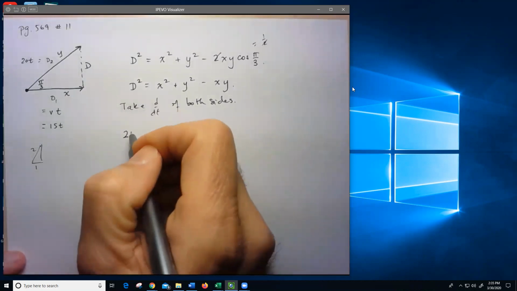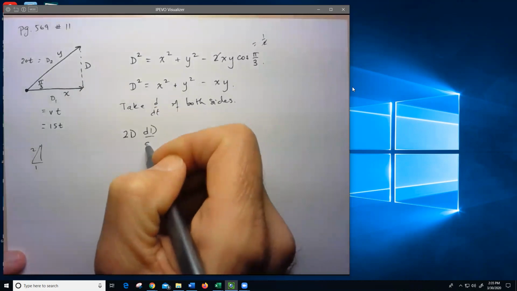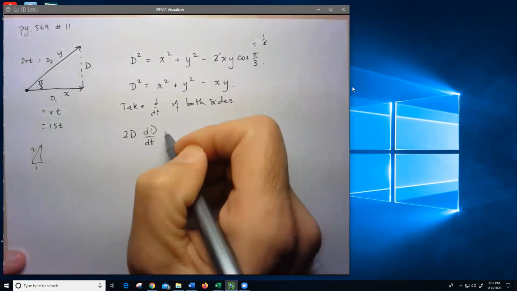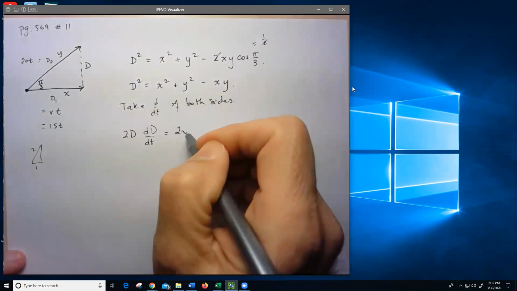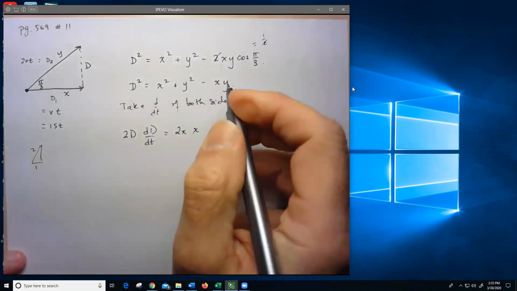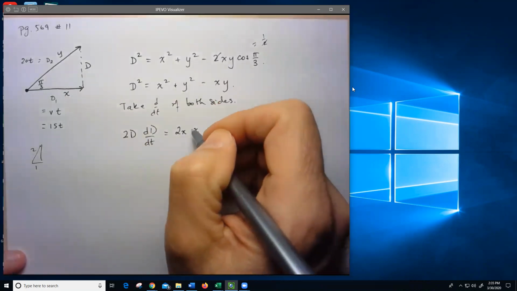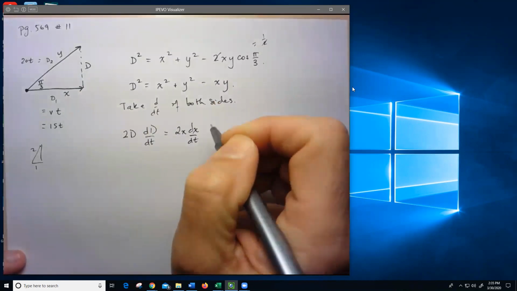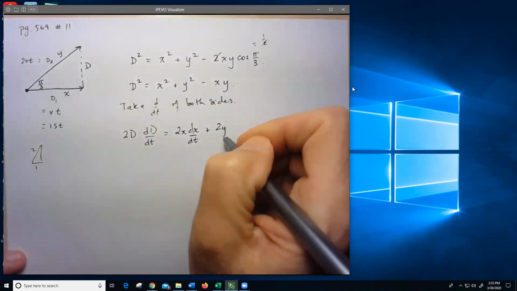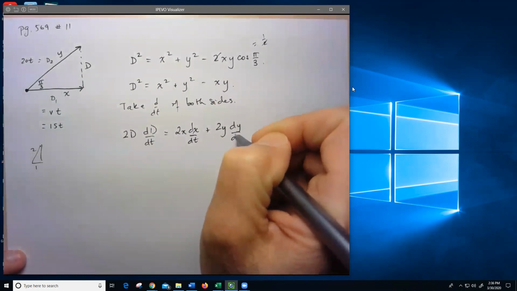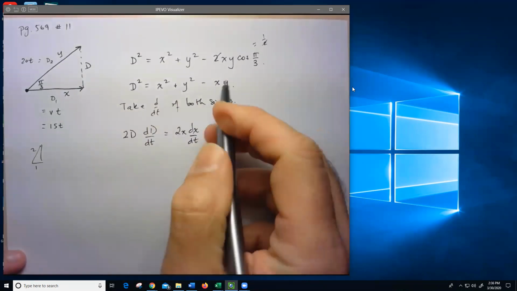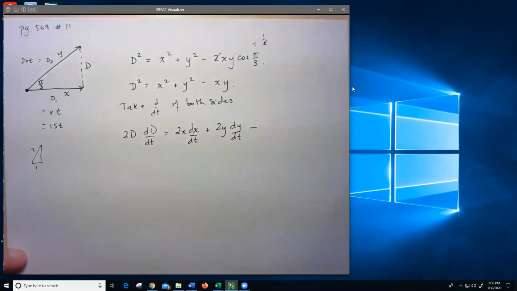So this is going to be 2d times dd/dt, equals 2x times dx/dt, plus 2y times dy/dt. And then here, what am I going to have to use now that I've got x multiplied by y? I'm going to have to use the product rule.